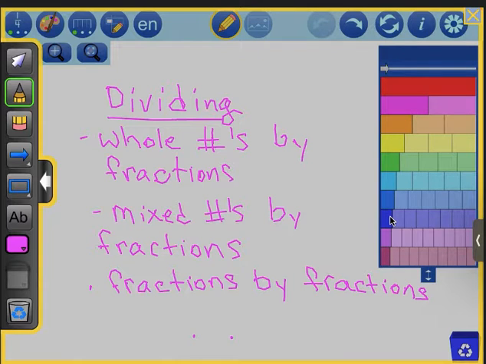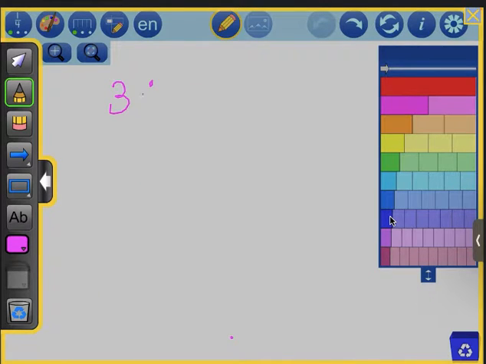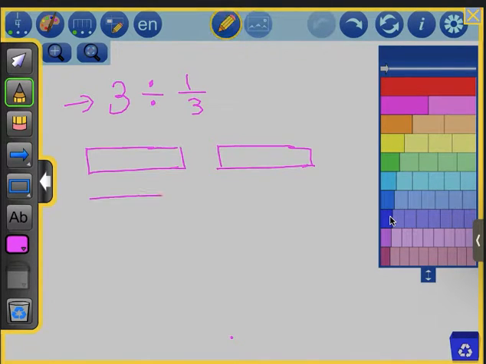So I want to start off doing dividing whole numbers by fractions. And I'm going to start off with dividing a whole number by a unit fraction. And this is pretty easy, right? I take my whole number and I make whole groups, right? I have 3 wholes, and okay, they should be around the same size, but sometimes my drawing, not the best artist.